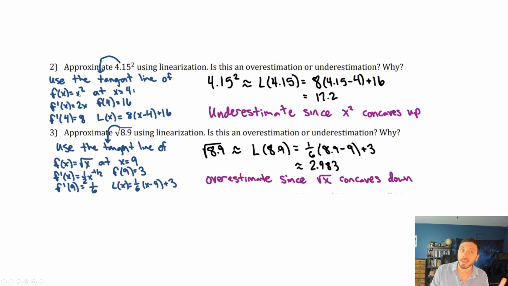So I have my x squared function, and I'm coming up with the tangent line at 4, right? So I went ahead, and I got 8 times x minus 4 plus 16.